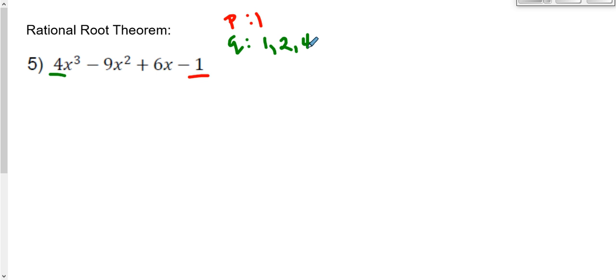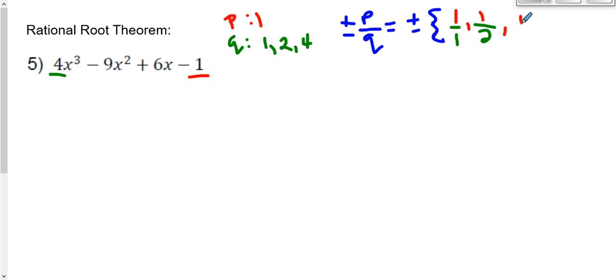Now that I have my p's and my q's, I can set up my possible roots, which are plus or minus p divided by q. And I'm going to go ahead and write these in set notation. So these are plus or minus the set of p divided by q. My p value is 1, and I'll divide 1 by all of my q values. 1 over 1. Up next we have 1 over 2. And lastly we have 1 over 4.